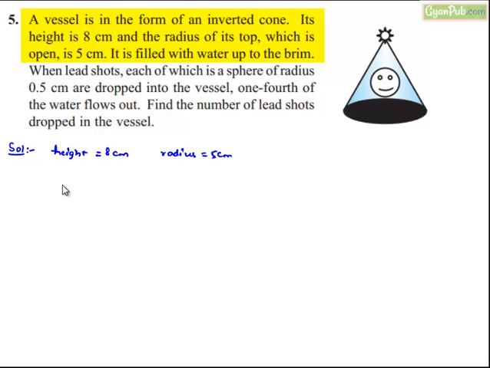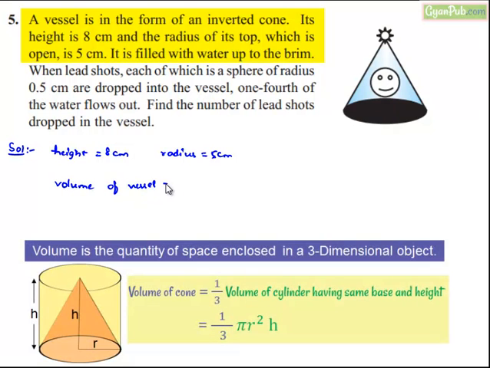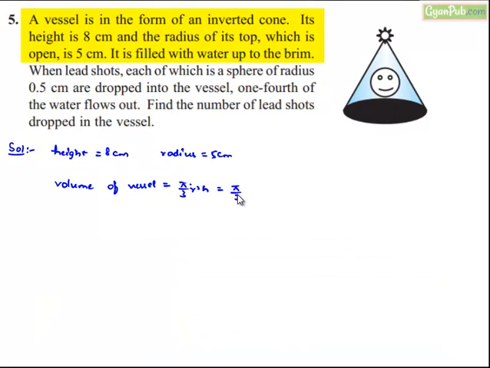So let us initially find the volume of the vessel, which is equal to pi by 3 r square h. That is pi by 3 times r square, which is 5 into 5, times h, which is 8. The 5 times 8 is 40 and 40 times 5 is 200, that is 200 pi by 3 centimeter cube. But he says that he dropped the sphere of radius 0.5 centimeters into the vessel.